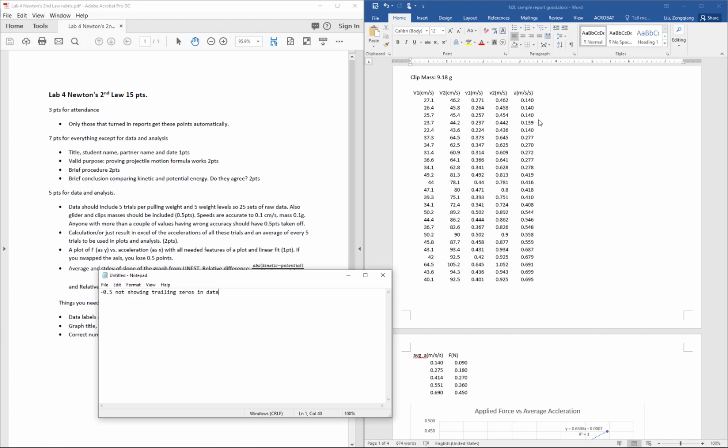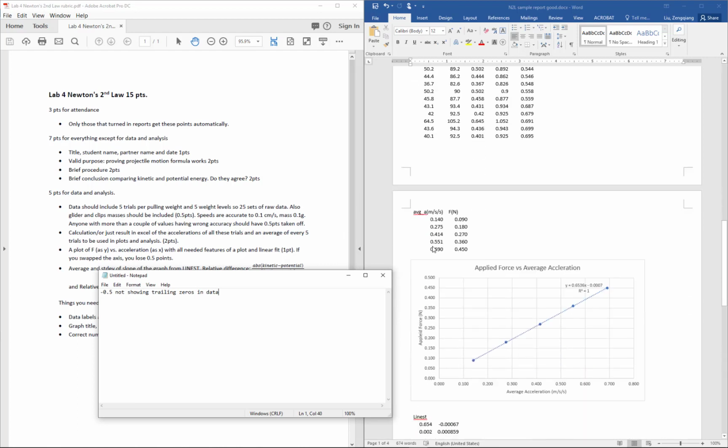You can see the acceleration goes from 1 to 2 to 4 to 5 and 6. All right, speeds are accurate to that. Okay, mass, everything is in here. A couple of values are wrong, I have a point taken off. Okay, so calculation, just results of the acceleration. Okay, that was shown. And also average every 5 trials. So that was here, average. And also the forces were calculated. They look right. Okay, check.